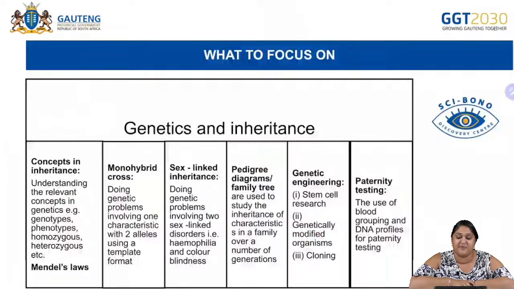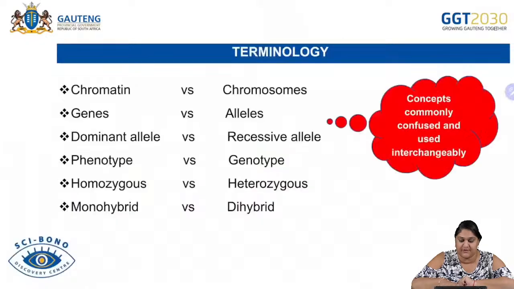You need to know the difference between the gene and the allele. Alleles are different forms of the gene. The gene is the sequence that codes for the particular trait, and every gene has two alleles. The alleles are basically contrasting characteristics that speak to the gene. You need to know the difference between a dominant and a recessive allele, phenotypes and genotypes, homozygous versus heterozygous, and monohybrid and dihybrid. Please make sure you know these and don't get them confused.